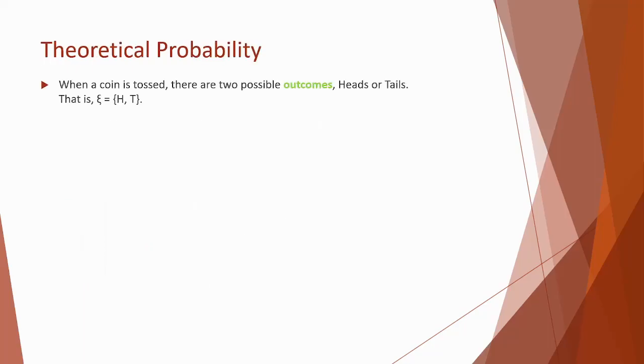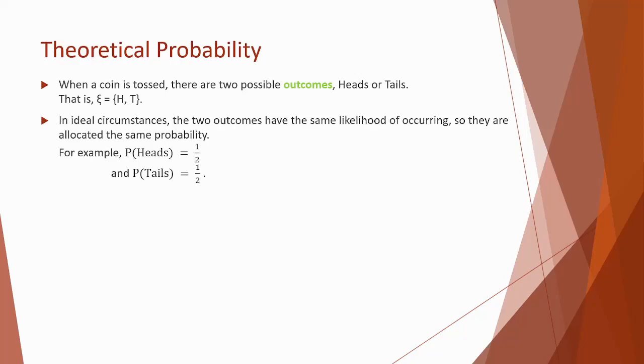When a coin's tossed, there are two possible outcomes, heads or tails. So we say that the sample set is a set of either heads or tails. Now, in a perfect world, we would say that there is a chance of 50% of getting heads and 50% getting tails. So we write this as the probability of heads is a half and the probability of tails is a half. Now we could represent that as a decimal number as well. We could say that the probability of heads is 0.5 and the probability of tails is also 0.5. Now with those two outcomes, the probabilities add up to 1.